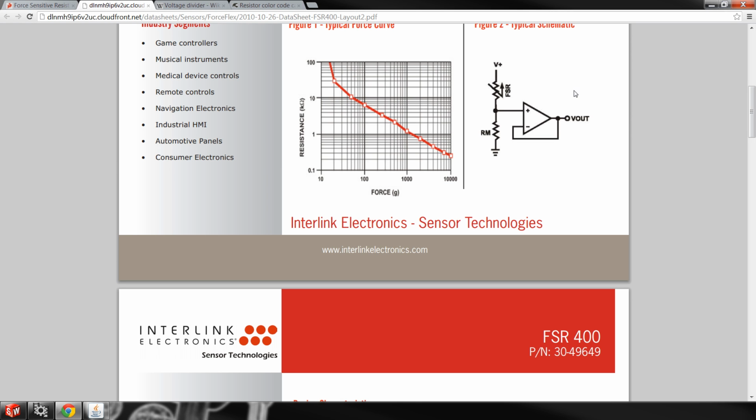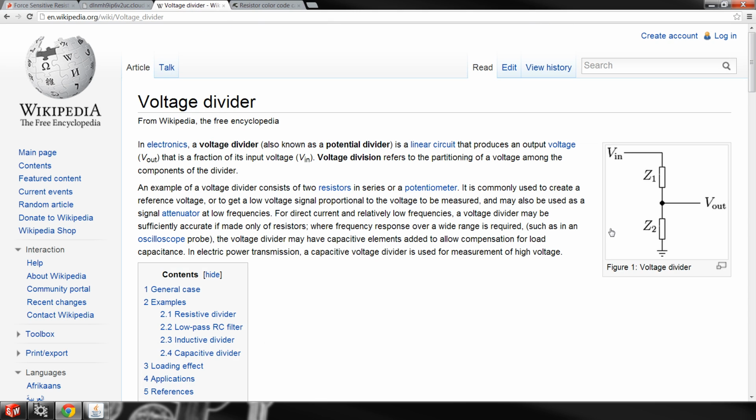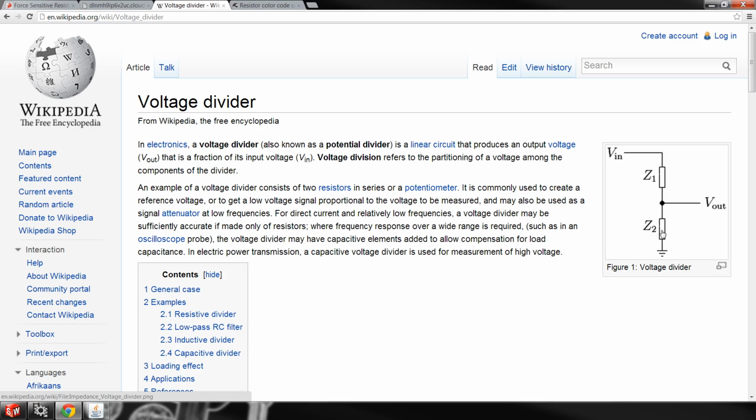And the way that you use this sensor is in a schematic similar to this. What this schematic is showing us is a voltage divider. So if we assume that Z1 is the force-sensitive resistor, what do we want to use as Z2? We're definitely going to want to use just a resistor. But what would the value of Z2 be?